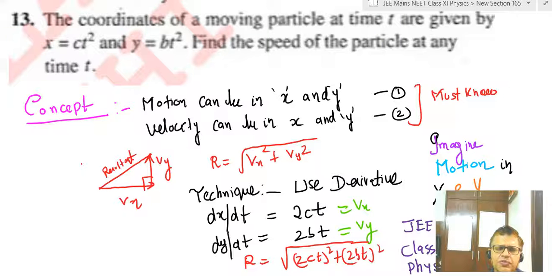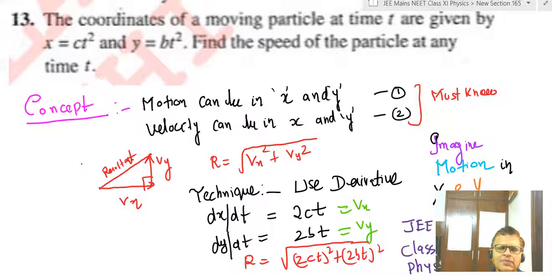And welcome to this video on the topic of kinematics. See, in kinematics, one of the techniques which is used is the technique of differentiation. If you're given an equation which is a position-time equation, you take the derivative, you can find the instantaneous velocity.